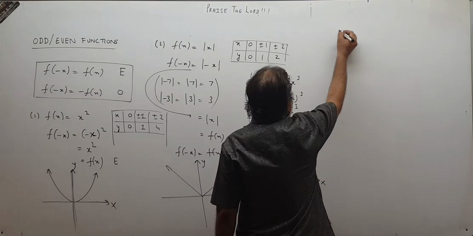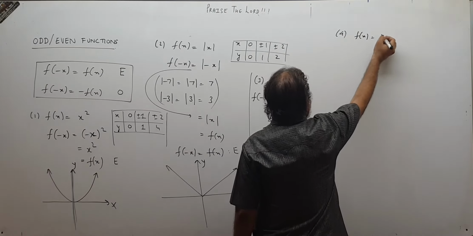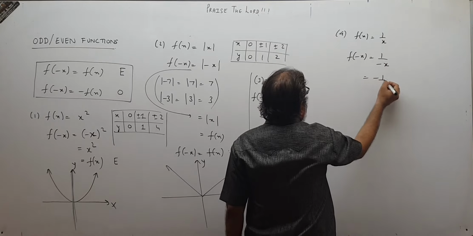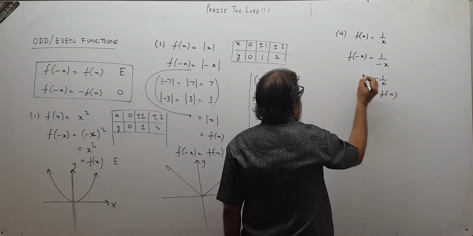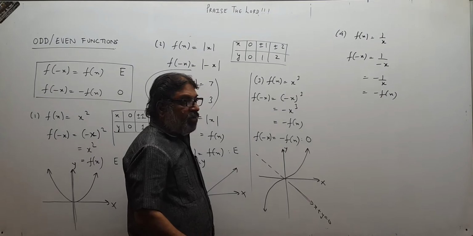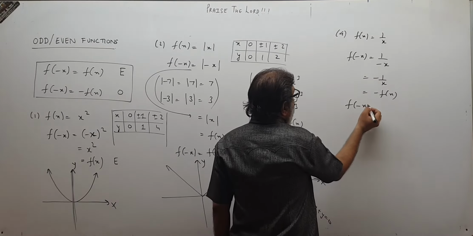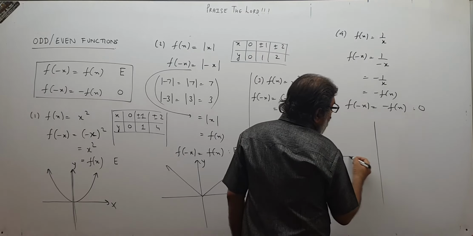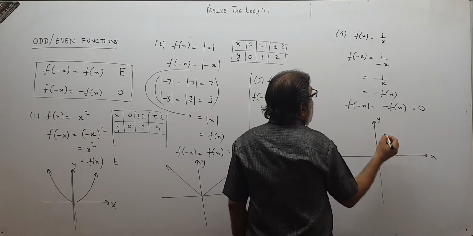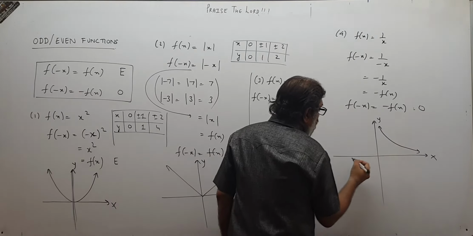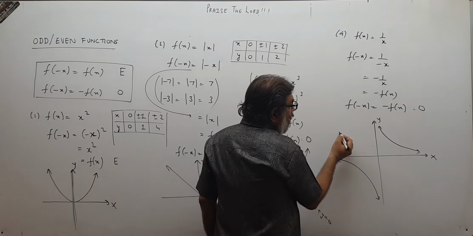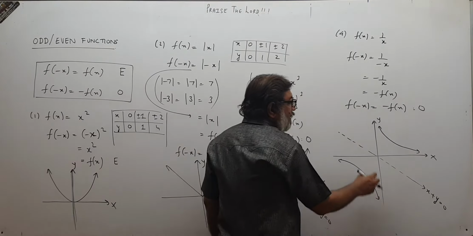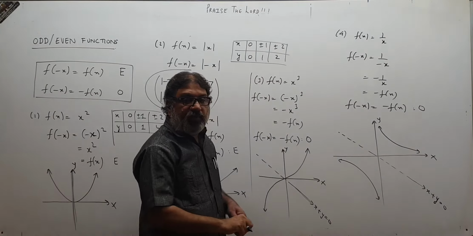We can take one more example for odd function. Supposing f(x) equal to 1 upon x. So what will be f of minus x? This will be minus 1 upon x, that is minus f(x). So f of minus x is minus f(x). So this is a case of odd function. If you take values of x and y and try to draw the graph, children, it will come out to be like this. This will come and this will come. Again, if you draw a line x plus y equal to 0, you can see the reflection of this will be this only in the mirror.